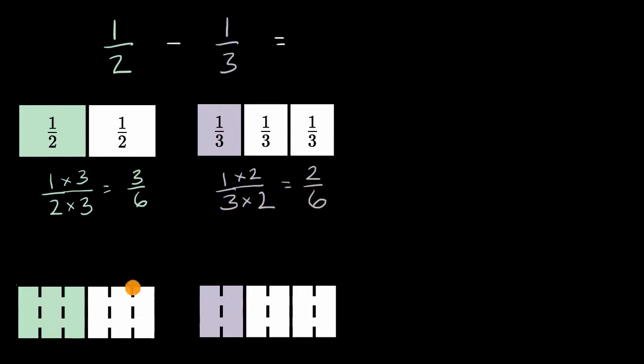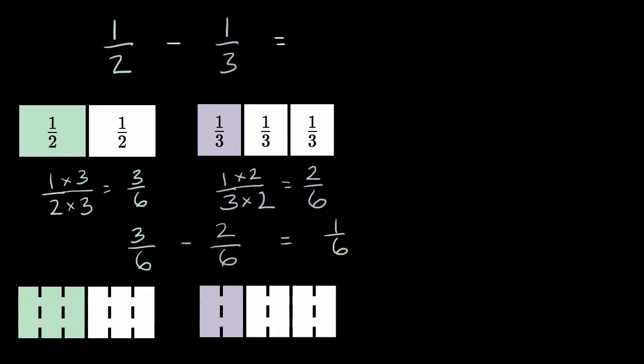So we can actually rewrite this as 3 sixths minus 2 sixths. And what do you think that is going to be? Well, if I have 3 of something and I subtract 2 of them away, I'm going to be left with 1 of that something. So I'm going to be left with 1/6 in this case.